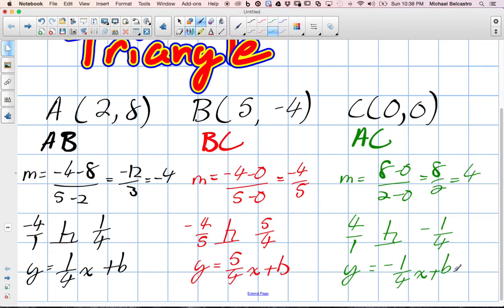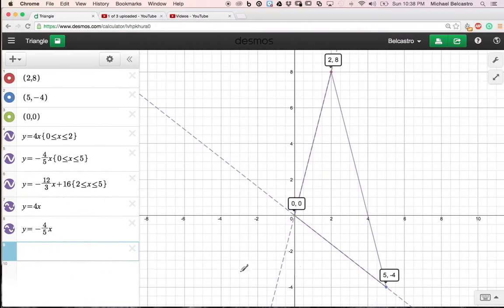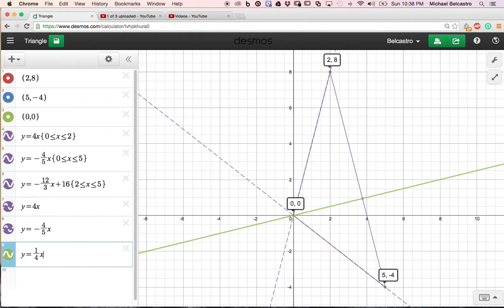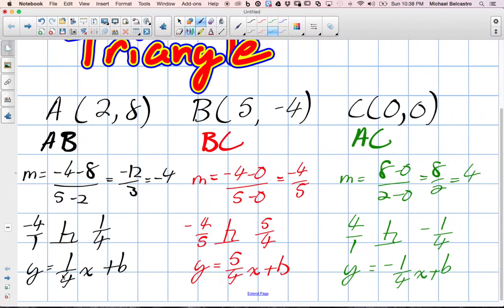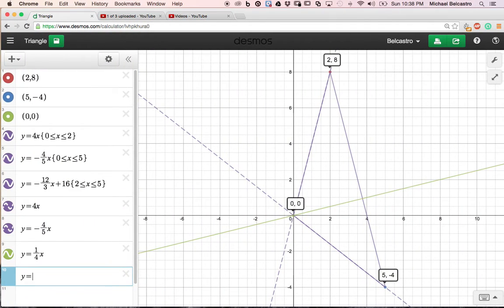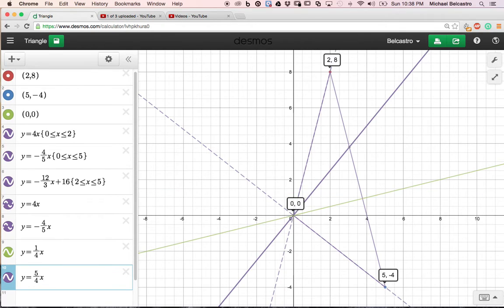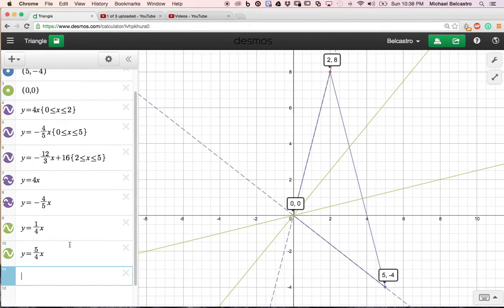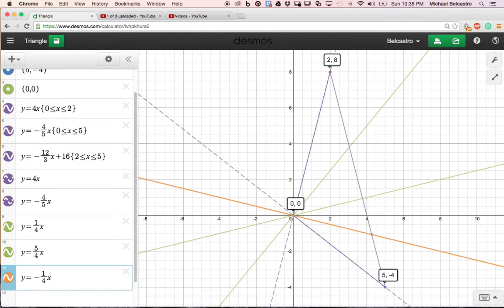So let's plug these slopes in just to see if they fit. y equals 1 over 4 x. That looks really good. In fact, it works out perfectly. We'll explain why after. Another one was y equals 5 over 4 x. We'll change them all to green so we can see our altitudes. That looks like it's going to be the right slope. And finally, y equals -1 over 4 x.